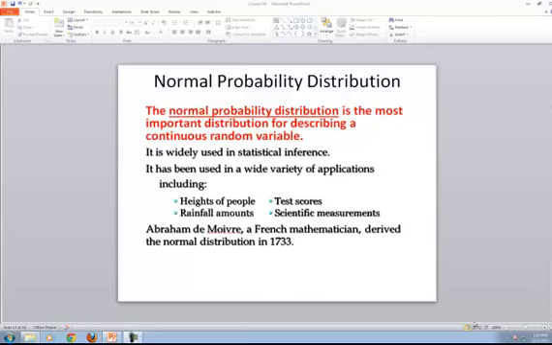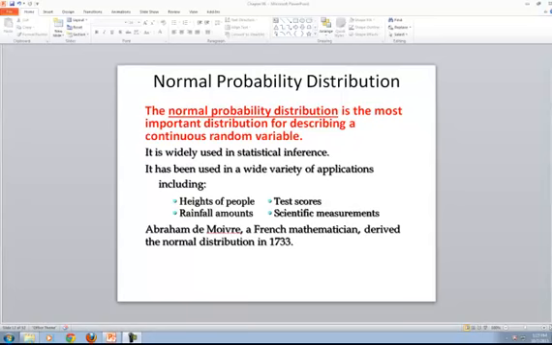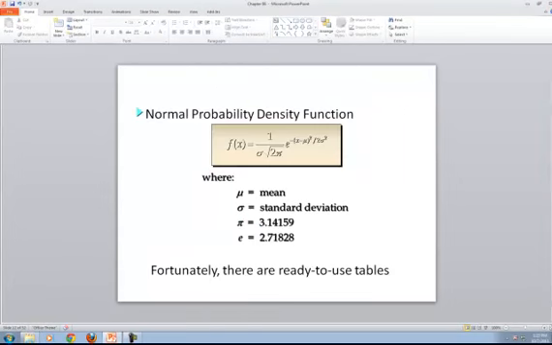Welcome back. As I had noted, it will be important to master the normal probability distribution because we will be using it intensively from this point onward. This is the formula for the normal probability distribution. As you will see, all the parameters you need are the mean and the standard deviation, which you then plug into the formula, which also contains pi and e. Fortunately, there are ready-to-use tables, especially the ones behind the covers of your textbook.